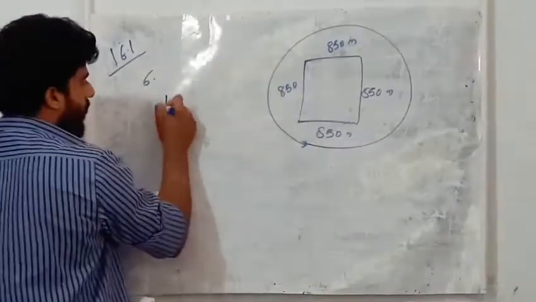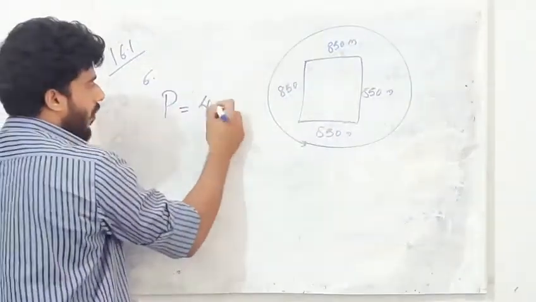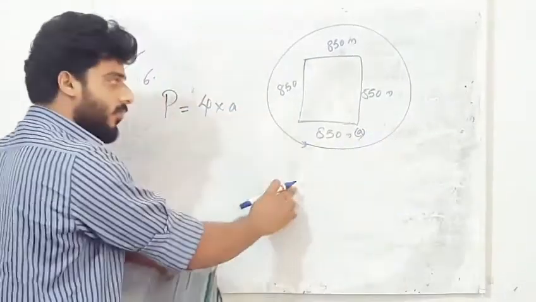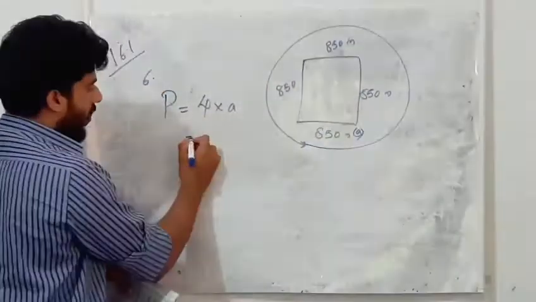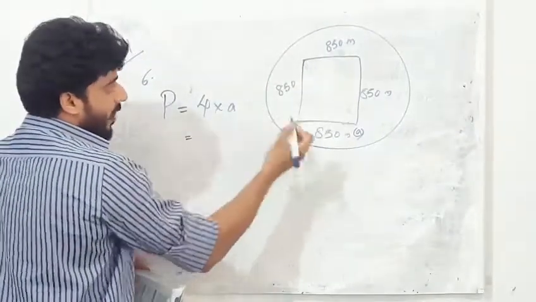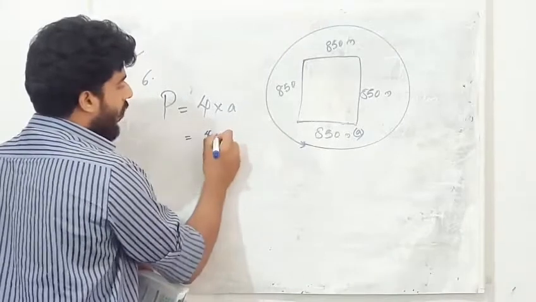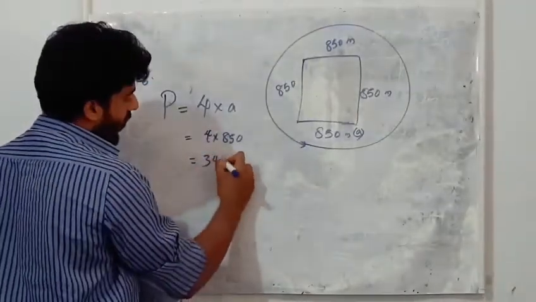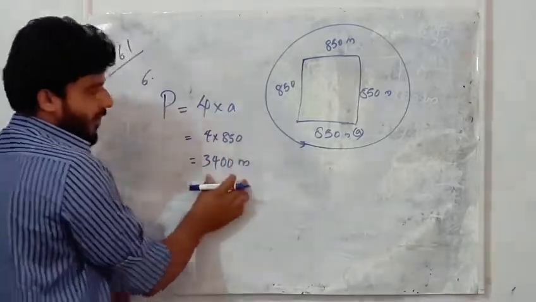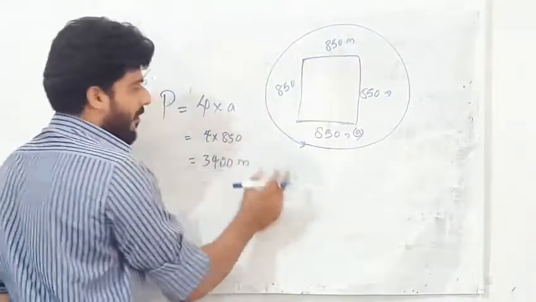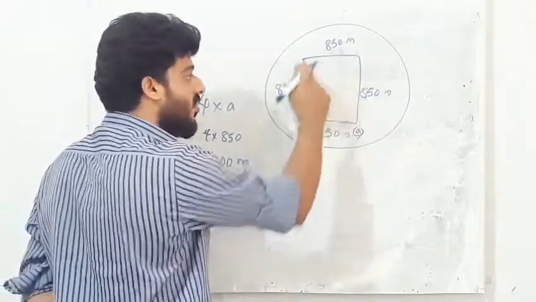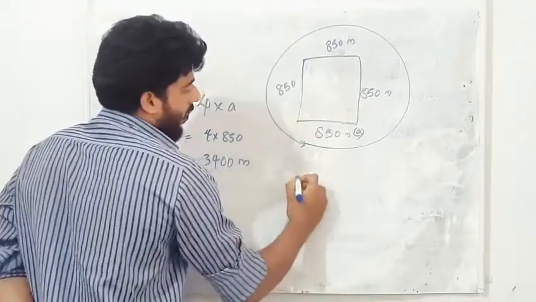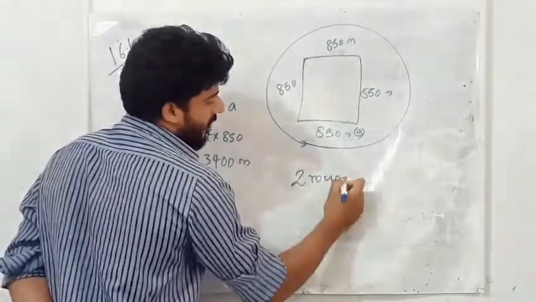We know that the perimeter of the square is P equal to 4 into A, where A is a side. So during one round, the distance covered will be 4 into 850, that is 3400 meter. 3400 meter will be the perimeter and the distance covered by Vivek in one round. But the question asks for 2 rounds.